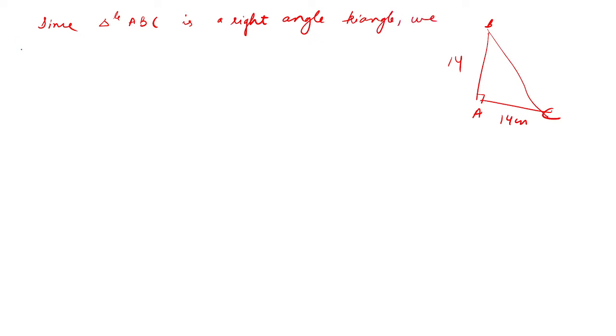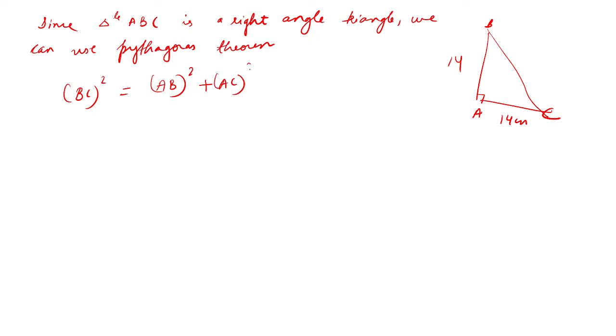Pythagoras theorem: hypotenuse square equals perpendicular, or height, square plus base square. So BC square is going to be equal to 14 centimeters whole square plus 14 centimeters whole square. So BC square equals 196 centimeter square plus 196 centimeter square.